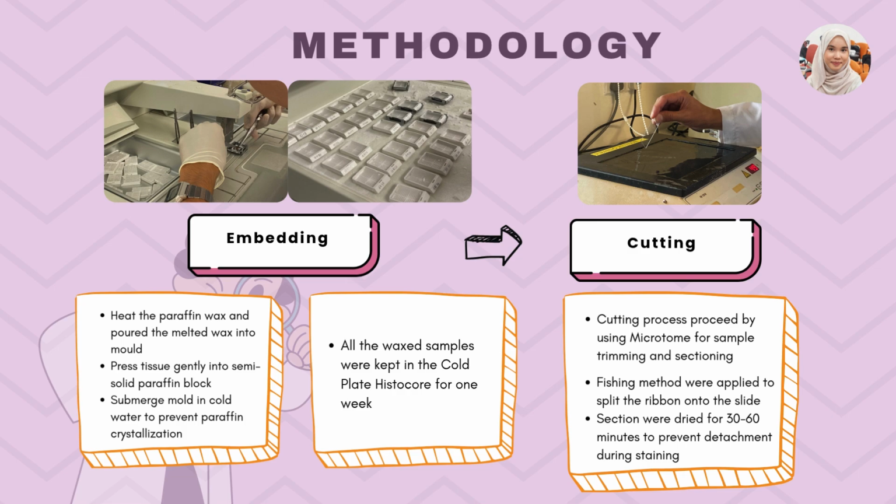The cutting process proceeds by using a microtome for sample trimming and sectioning. In histology, a microtome's primary function is to precisely cut tissue samples into extremely thin, uniform sections for microscopic examination. Meanwhile, the fishing method was also applied to transfer the ribbon onto the slide. The sections were then dried for about 30 to 60 minutes to prevent detachment during the staining.